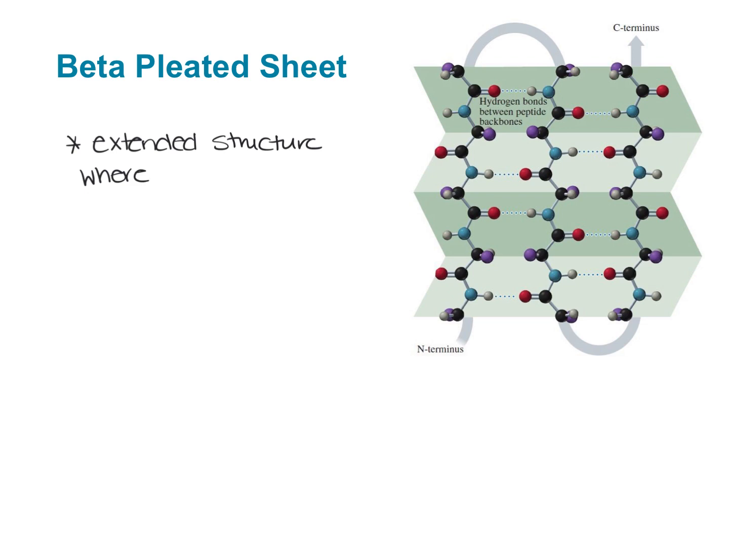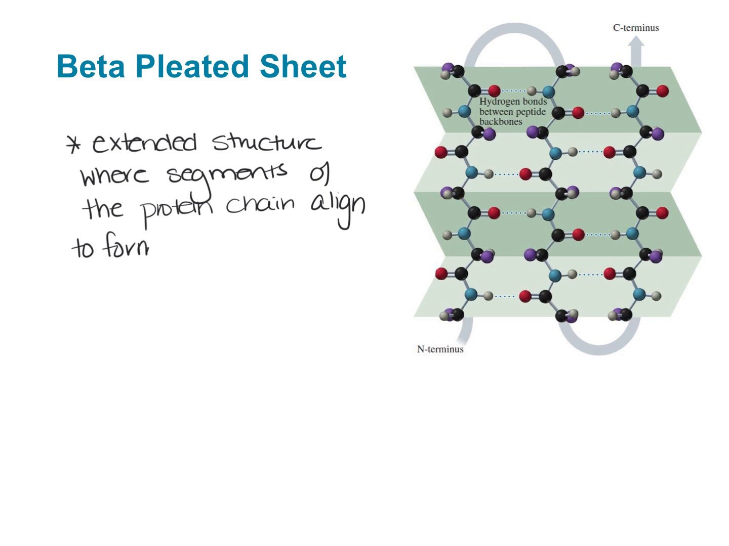Where segments of the protein chain align to form a zigzag structure. And this is analogous to a paper folding, right? So you can see kind of like if you were to accordion a paper, okay? That's one of the ways it folds there. These are held together side by side by hydrogen bond interactions between their backbones.